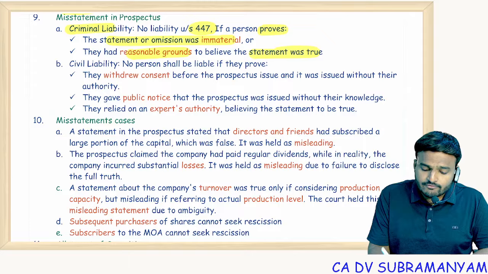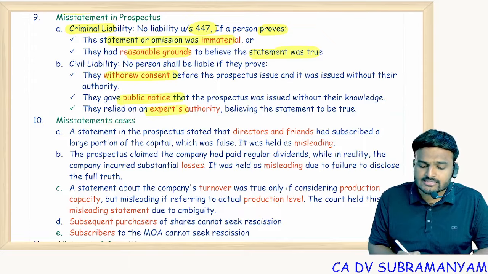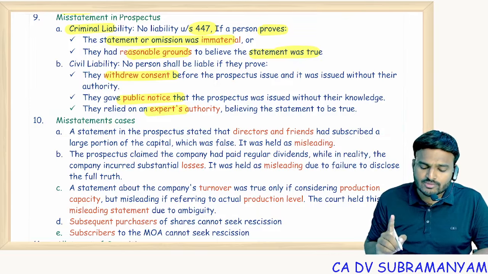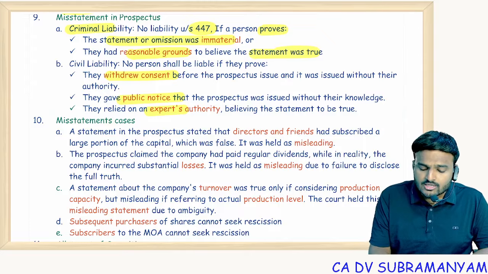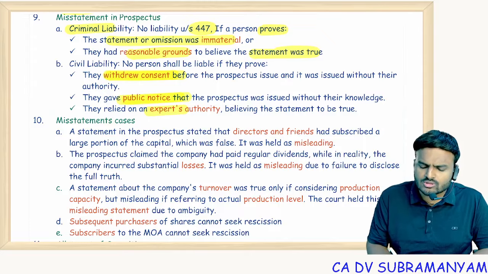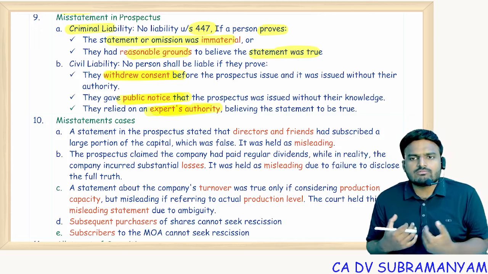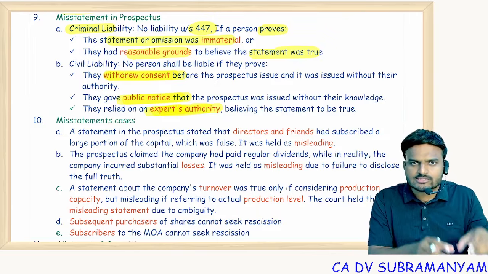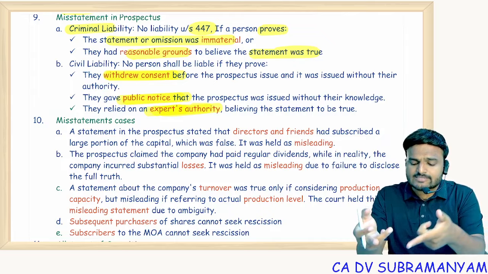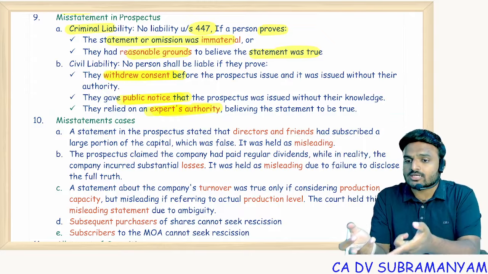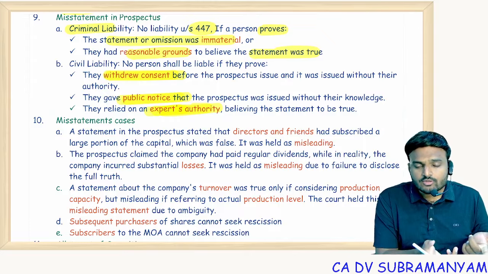But if you are able to take any of these three defenses, you will be exempted from the punishment. What are those three defenses? One, withdraw your consent. No sir, the prospectus has already reached the public. Now give public notice. Or else you have to prove that, sir, I believed the expert in his expert capacity gave an opinion on this prospectus. On the faith of the expert statement, I gave my consent to the prospectus.